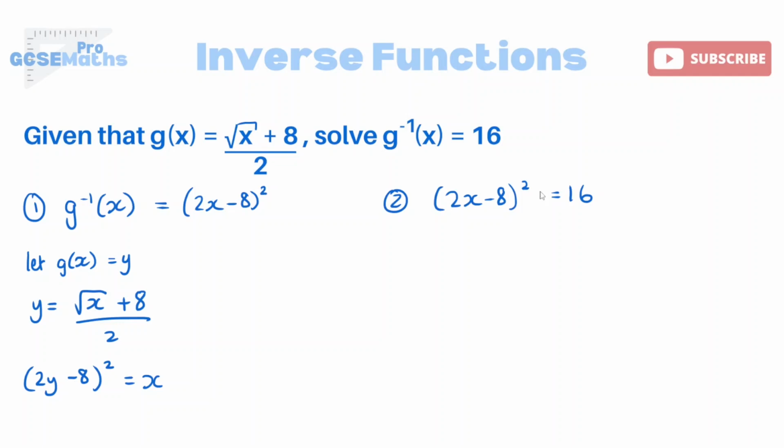You can either expand this, because this is technically double brackets, isn't it? Expand it, rearrange it, you're going to get a quadratic. Then factorize it again, but actually we can just square root both sides. The only thing you do have to remember though is because we were going to get a quadratic, we are going to get two values for x, as you will have seen in the previous video as well. So if I'm going to square root both sides, I've got 2x minus 8.